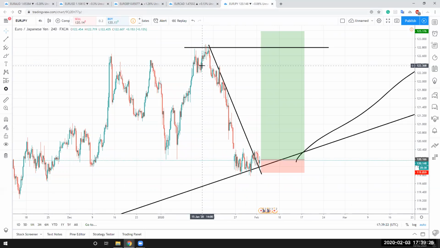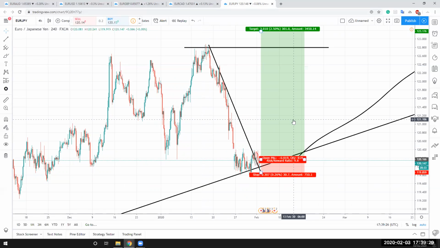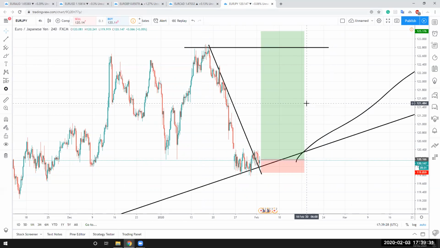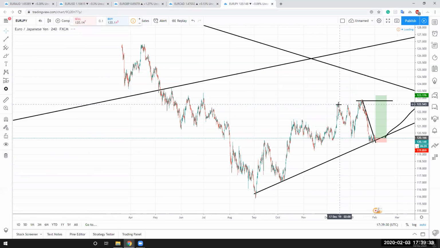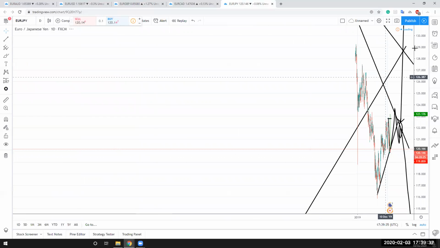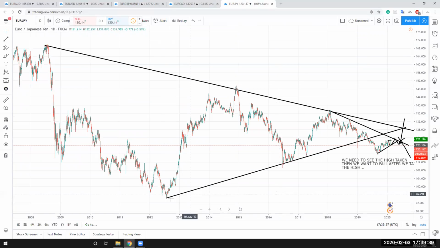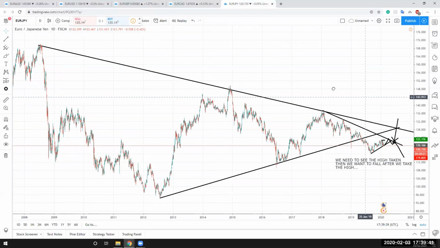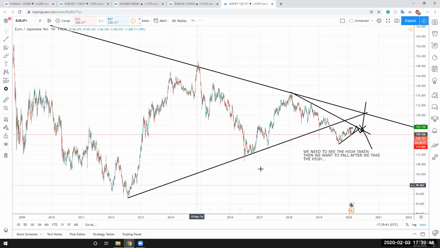The last one, we're all in this, and this is a signal, 30 pip stop loss ish. Why is this a buy? If we look on the higher time frame, we can see this trend line where we want price to eventually come to retest.